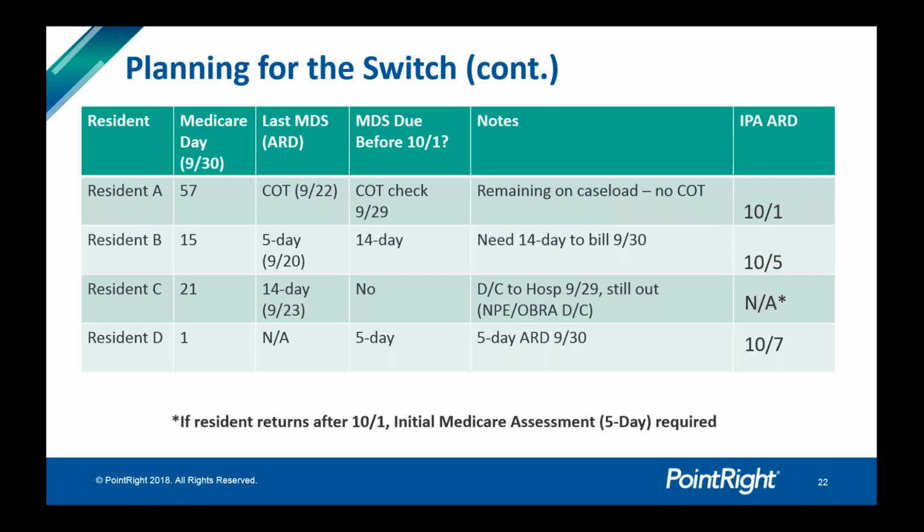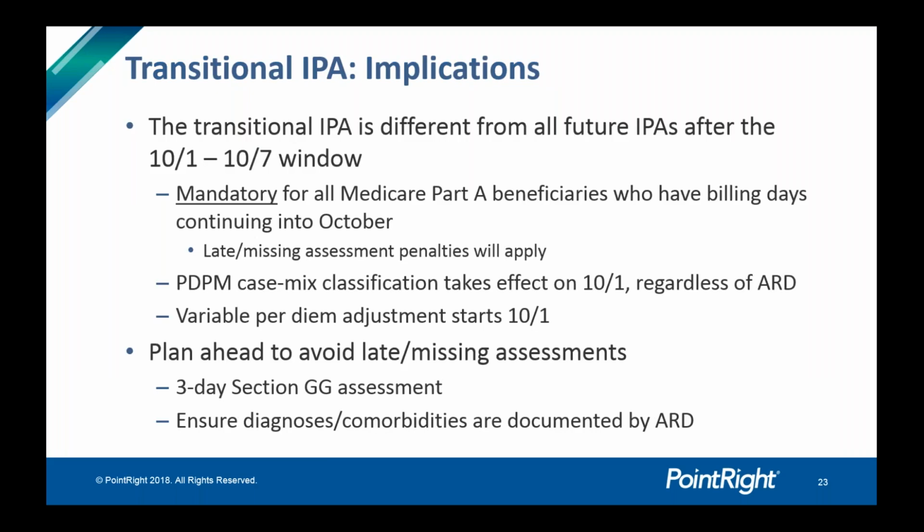So my scenarios were a little silly, but I hope that you could apply something like this to your own residents who are on Medicare caseload, just so that you can understand who to prioritize and who you need to keep an eye on, because you don't want to end up being caught short and end up missing an MDS, or end up with any penalties for late ARDs.